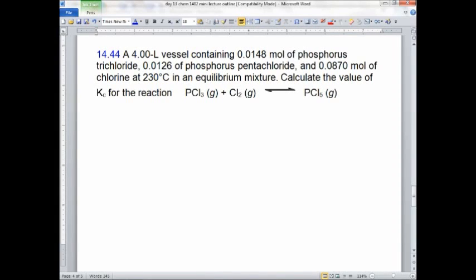A 4-liter vessel containing 0.0148 moles of the phosphorus trichloride, PCl3, 0.0126 moles of phosphorus pentachloride, PCl5, and 0.087 moles of chlorine, that's the Cl2, in an equilibrium mixture. Calculate the value of Kc for the reaction. Okay.